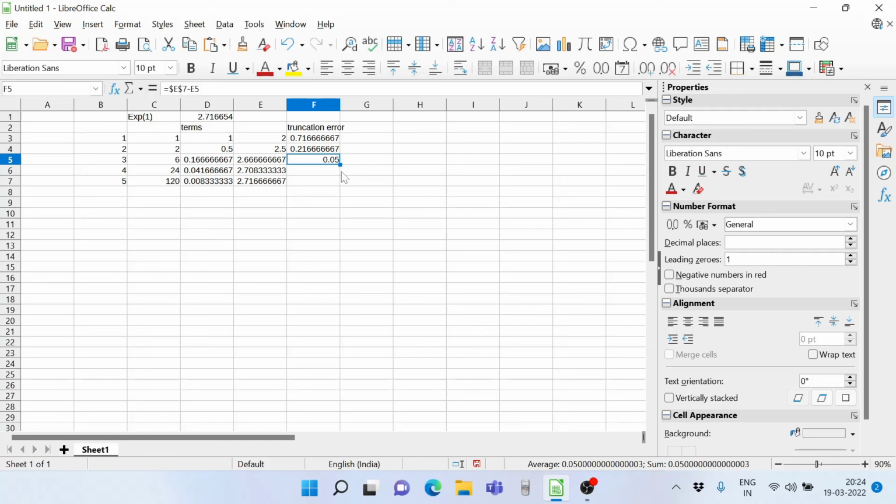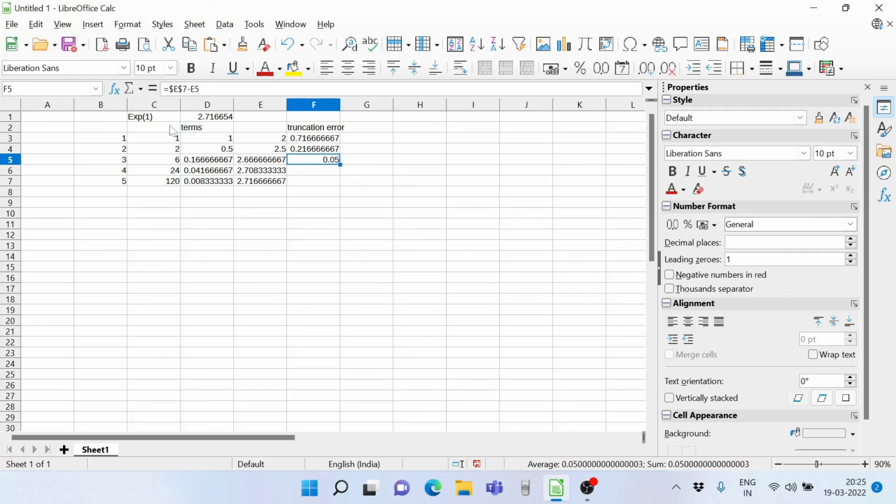Now let's take an example. We have an expression in which we have 10 terms. If we say it has been truncated from the 6th term, it means terms 6, 7, 8, 9, 10 have been neglected. If we say we have truncated from the 3rd term, then from the 3rd term to the 10th term, all the terms have been neglected.